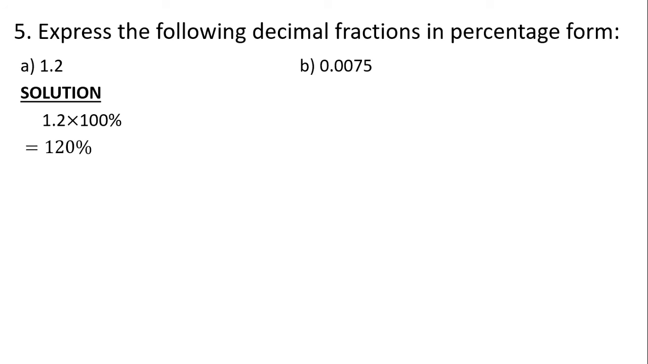Then change 0.0075 into a percentage. What we are going to do is simply multiply that by 100%. Our decimal point will move 2 steps to the right, which is going to give us 0.75%. That is our answer. As simple as that.